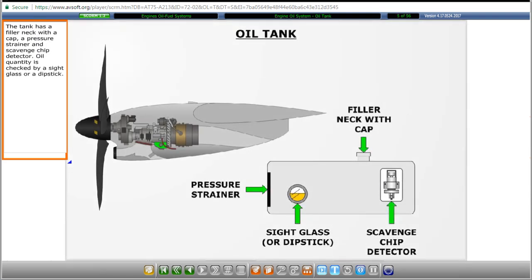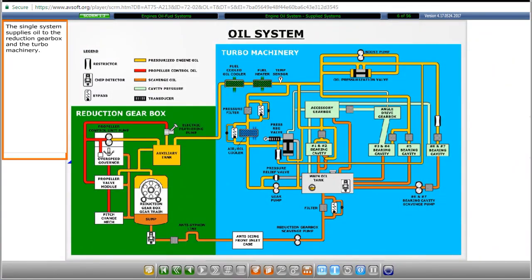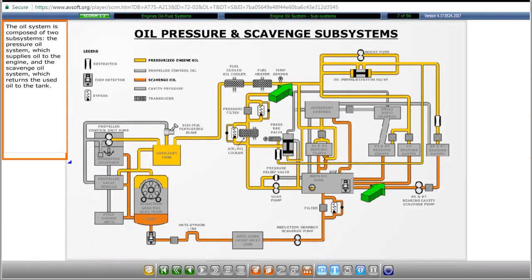The tank has a filler neck with a cap, a pressure strainer, and scavenge chip detector. Oil quantity is checked by a sight glass or a dipstick. The single system supplies oil to the reduction gearbox and the turbo machinery. The oil system is composed of two subsystems: the pressure oil system, which supplies oil to the engine, and the scavenge oil system, which returns the used oil to the tank.